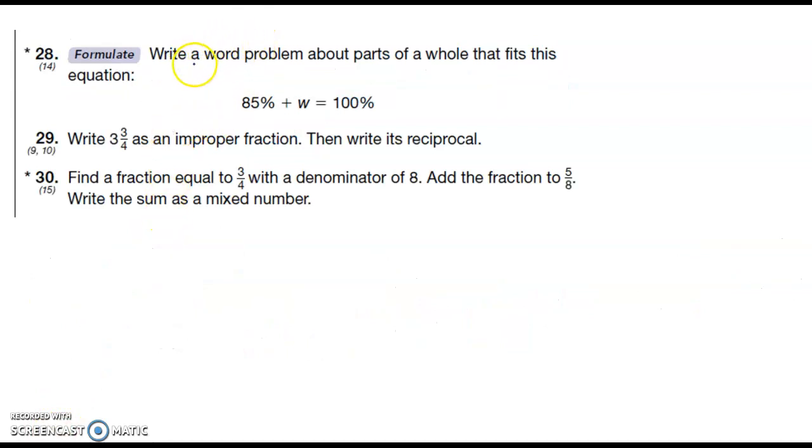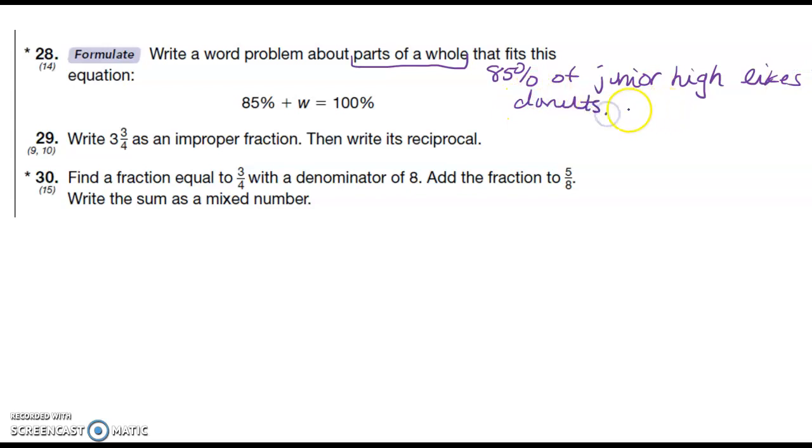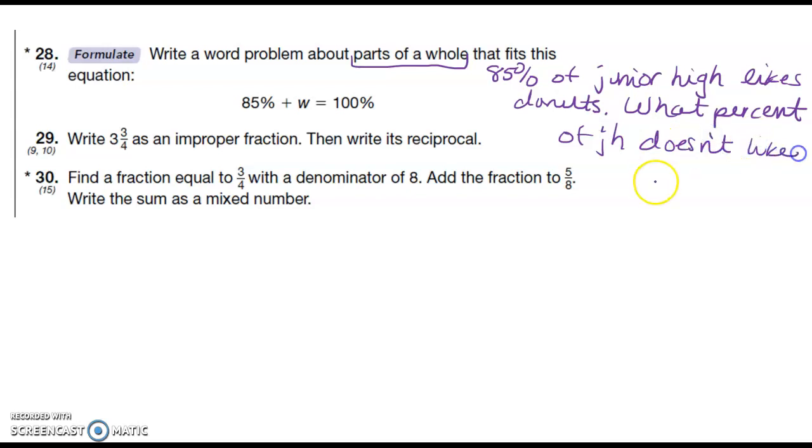All right, last 3 problems. Write a word problem about parts of a whole that fits this equation. Okay, let's see. 85% of the junior high likes donuts. What percent of junior high does not like donuts? Who doesn't like a donut? Goodness. Okay.